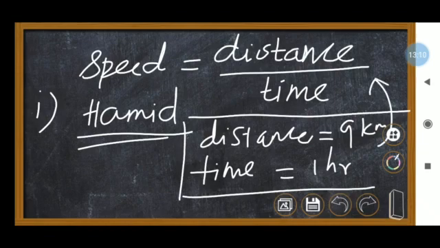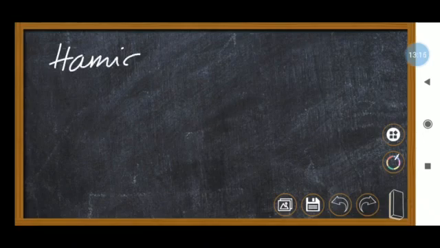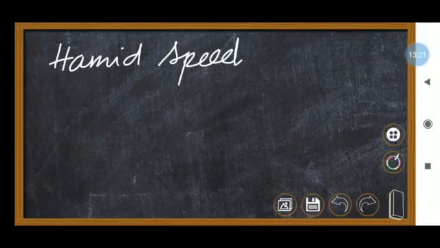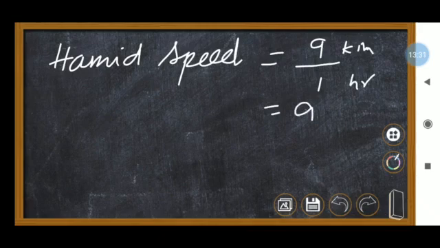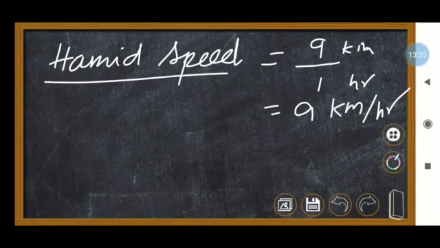Speed equals distance divided by time. So Hamid's speed is equal to distance divided by time. Distance is 9 divided by 1, so that means 9 km, and the time is 1 hour. Am I right? So 9 by 1 is 9 only, so 9 km per hour. This is Hamid's speed.